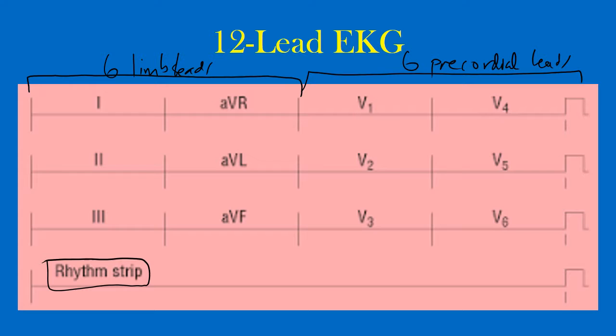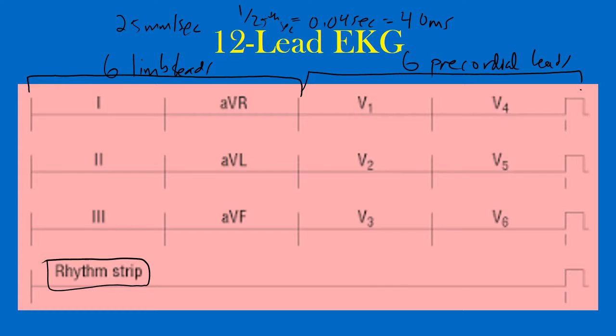And as we mentioned in the previous slide, the EKG paper will often pass under a pen at a rate of 25 millimeters per second. And therefore, each of the small boxes will equal 1/25th of a second, which is 0.04 seconds, which equals 40 milliseconds.